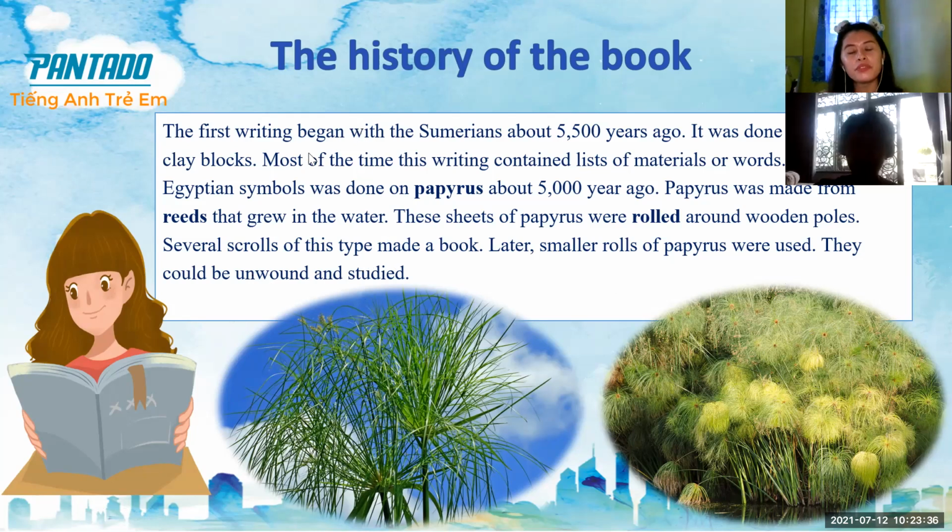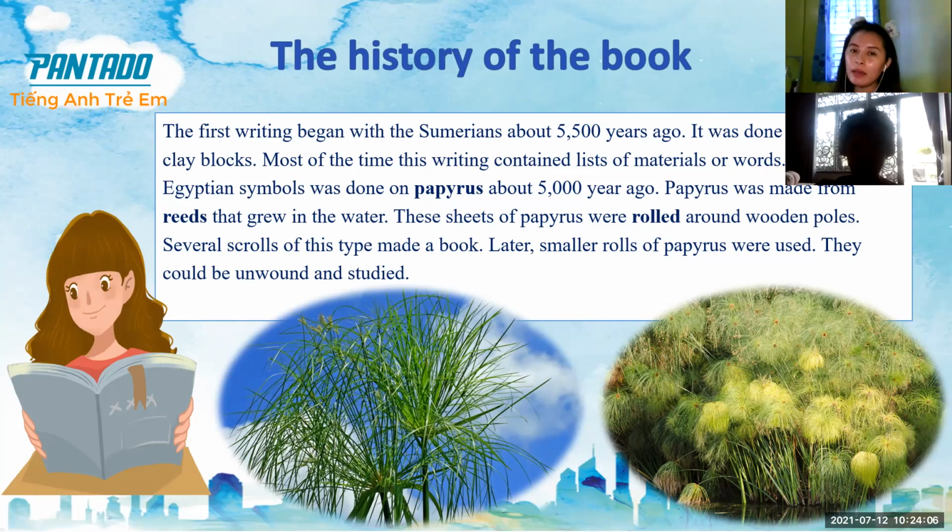Okay, studied. So that is the history of a book. The history began with the Sumerians. Sumerians is a particular place where the history of the book began 5,500 years ago. And they said that it was done on rectangular clay blocks. So the book was very big at that time. It's very big and rectangular. It's made of clay.